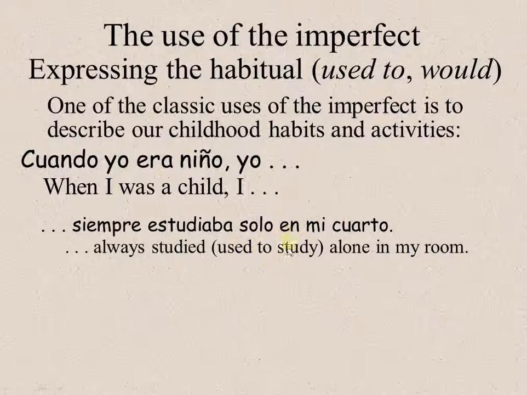So here when I was a child, here you're talking about age, so you have to use the imperfect. I always studied or used to study alone in my room. So since you're using what you used to do in the past, like a habit, you're going to use this part of the sentence also in the imperfect.